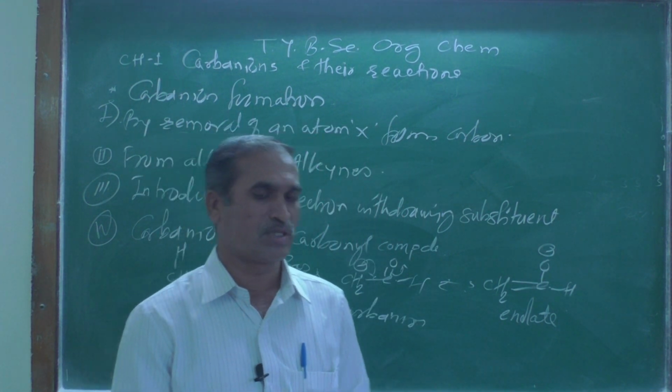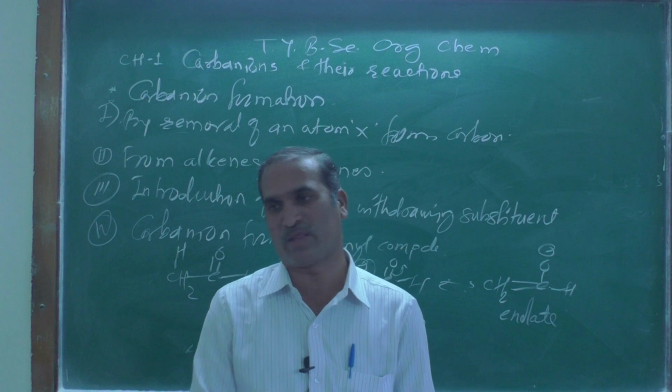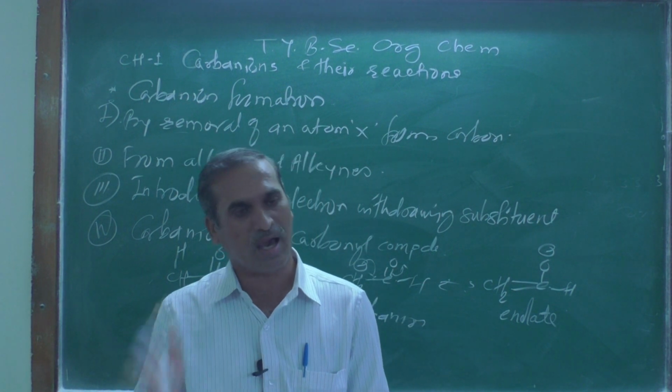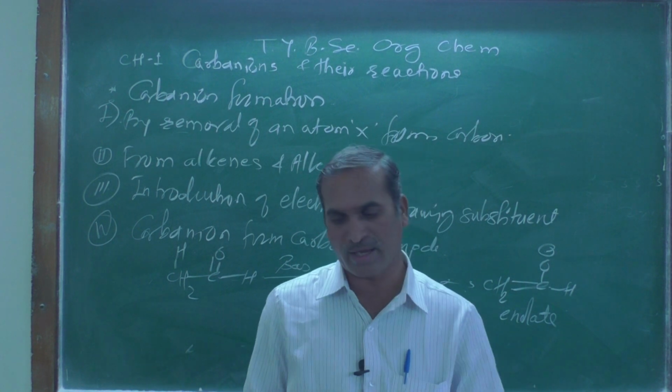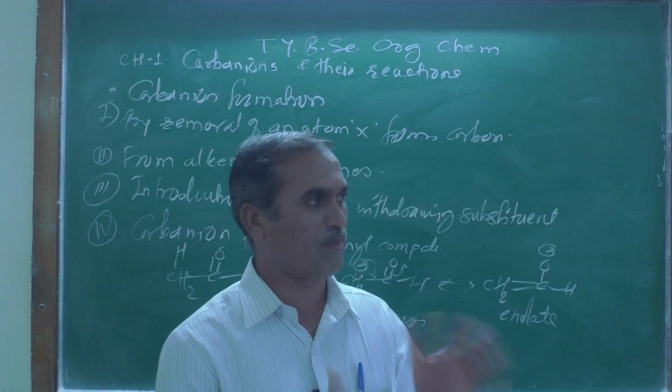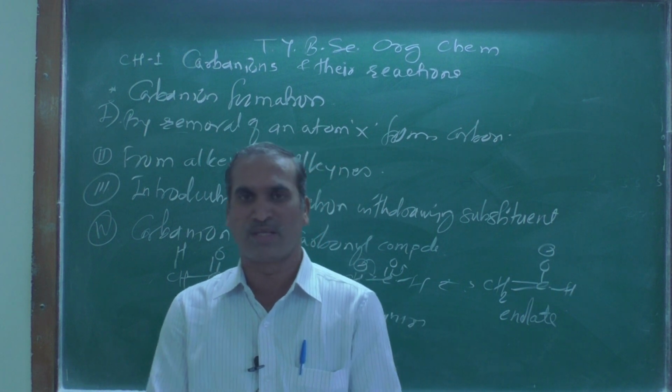I think with this we have seen there are four methods to generate the carbanion. Tomorrow we will see what the factors are. Again there are four factors which will stabilize the carbanion, that we will see in the next lecture.